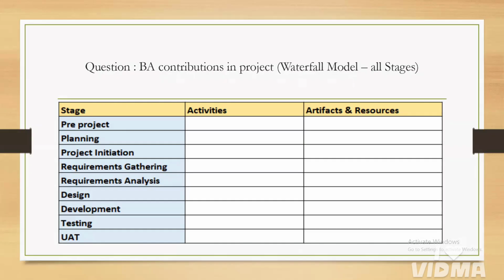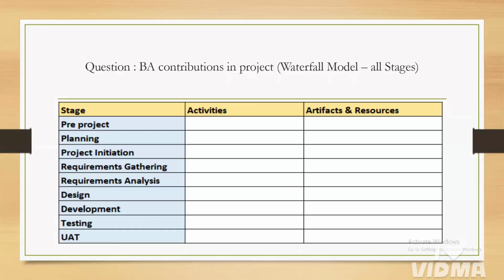So here we will be having a few stages in the waterfall, right? So planning, project initiation, requirement gathering, requirement analysis, design phase, development phase, testing phase, and UAT. So as a BA, what are the contributions, and what are the activities you will be doing? Okay. So for example, in the waterfall model, if you want to follow these things, you can follow, or else you can use requirement gathering, requirement analysis, design phase, development phase, testing phase, and the UAT phase. These are the six phases.